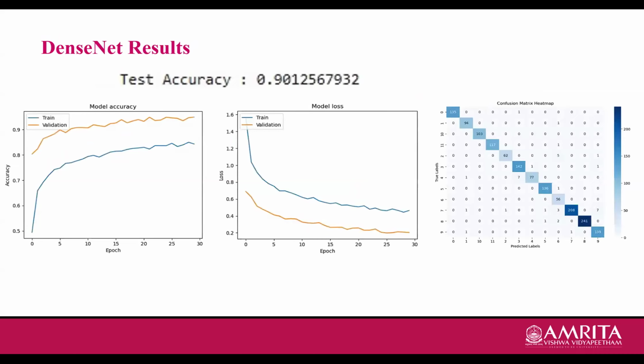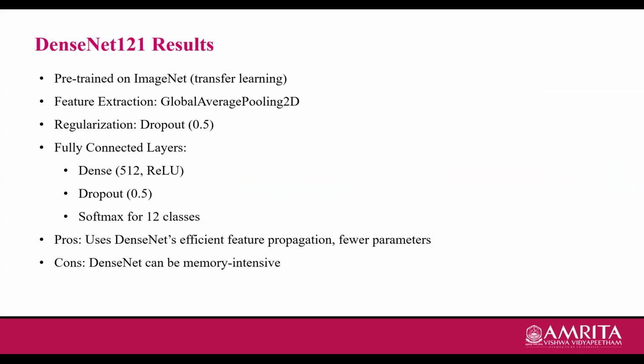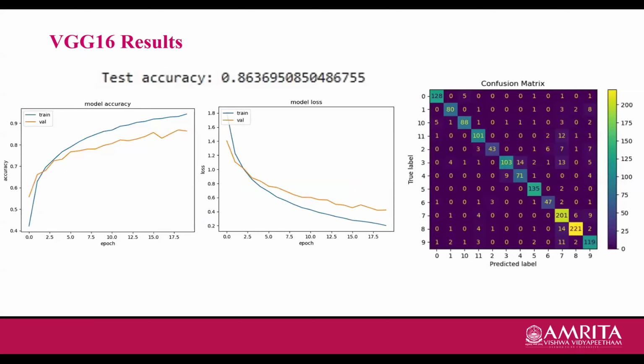And DenseNet. DenseNet connects each layer to every other layer, promoting feature reuse and deeper learning, which is accurate. But it was slower and heavier. That is the reason we went with MobileNet. These are the hyperparameters which I have used for DenseNet.